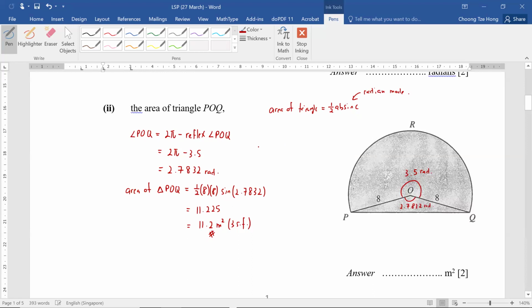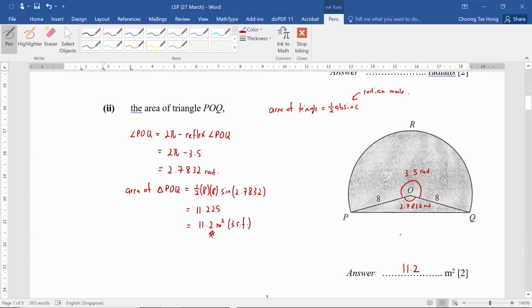So we've recapped 2 ideas. One is the arc length formula, and the second one is the area of a triangle equals half AB sine C. So the answer over here is 11.2 meters squared.